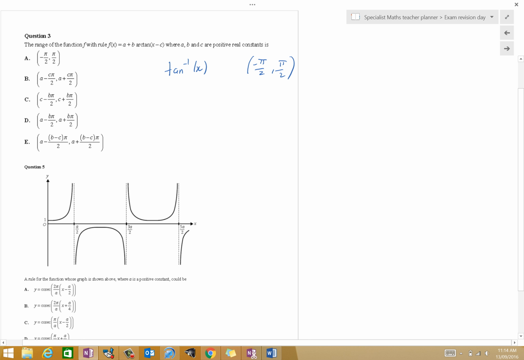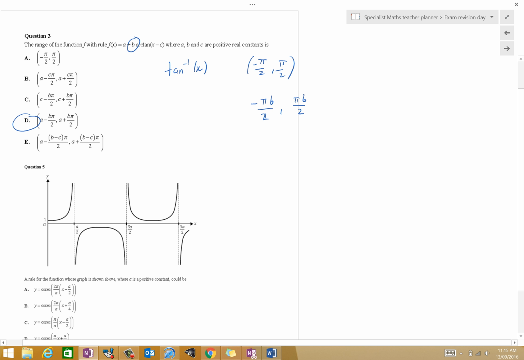Now think about it. What do we apply? We multiply every y coordinate, if you like, by b. So therefore it's minus pi b on 2 to pi b on 2. And then what are we doing? We're adding a to everything. So if I add a to minus pi b on 2, the answer must be D.